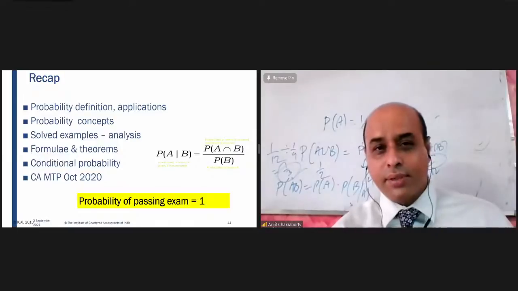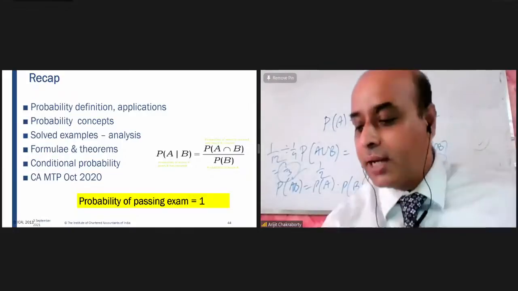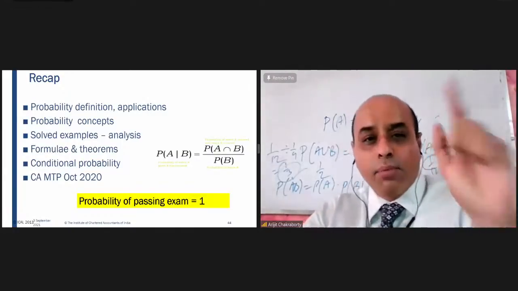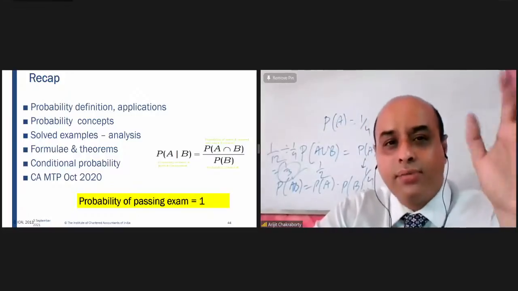And if probability of event A is 1 by 3, then we can easily understand that the probability of the complementary event has to be 1 minus 1 by 3, that is 2 by 3.